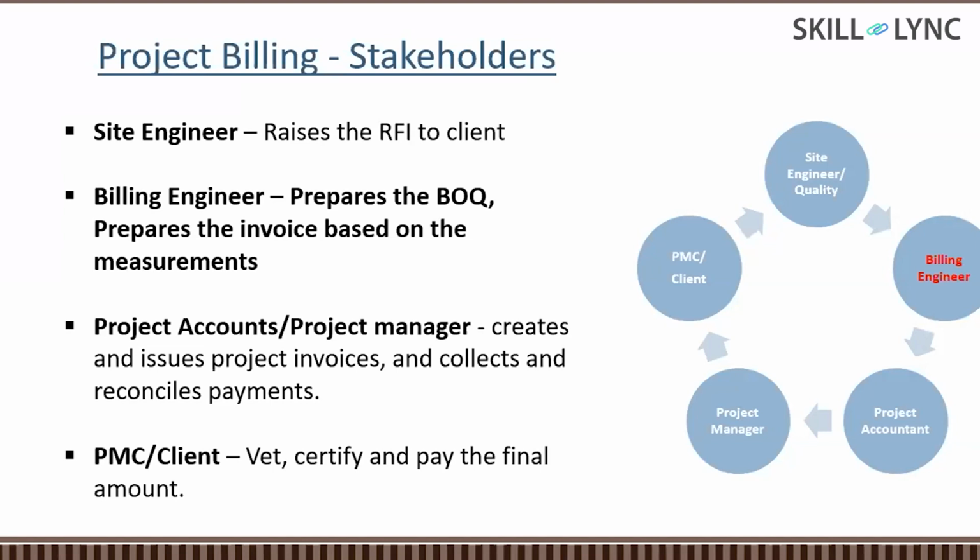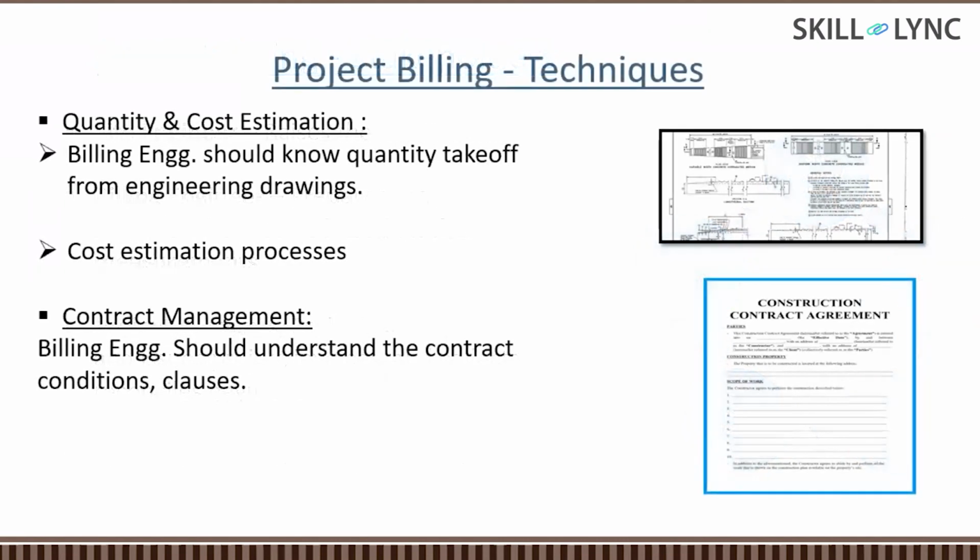All right. So now we have understood this requirement. What should this billing engineer know? So generally, two things they should know. One is quantity and cost estimation. They should know how to estimate the quantity, how to take off the quantities from the engineering drawings. Everybody knows about the engineering drawings: how to take the excavation quantity, the concrete quantity, the shuttering quantity, everything.